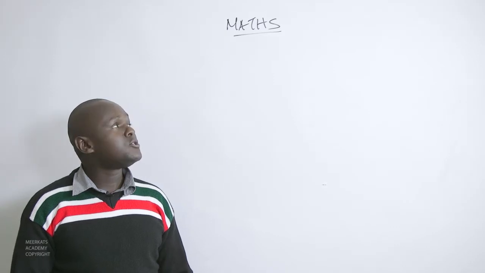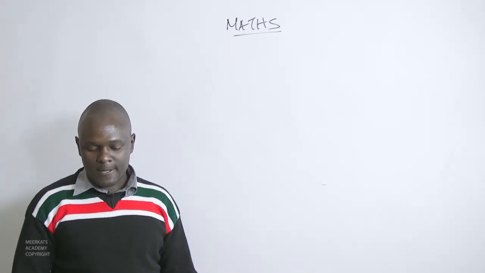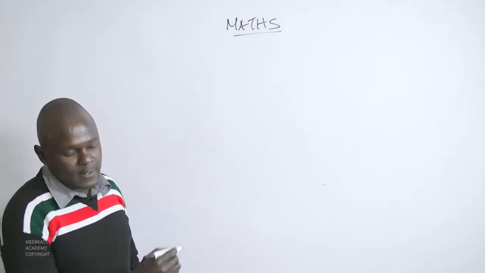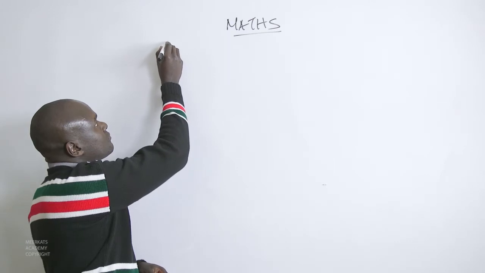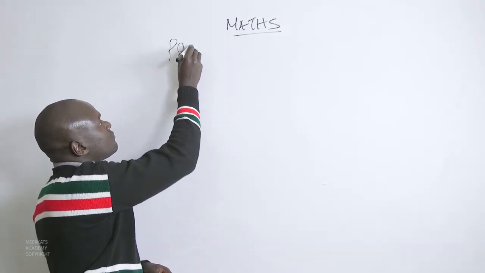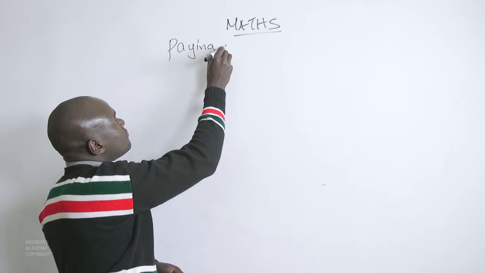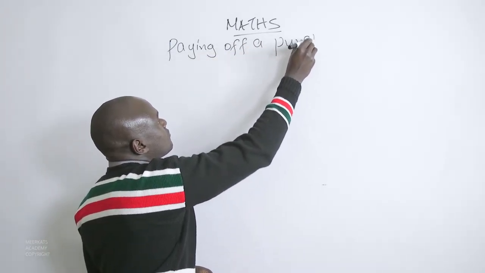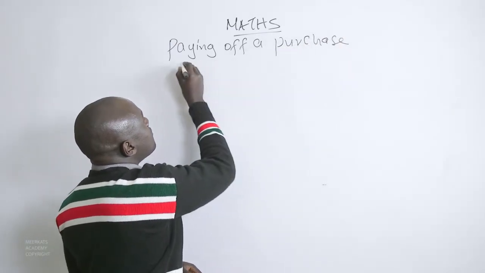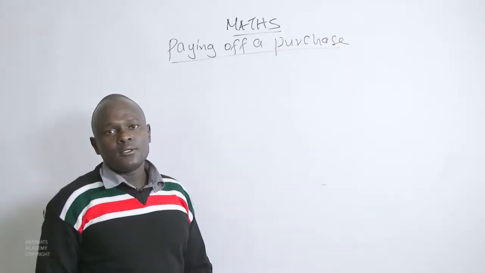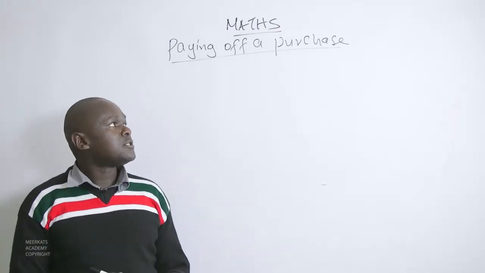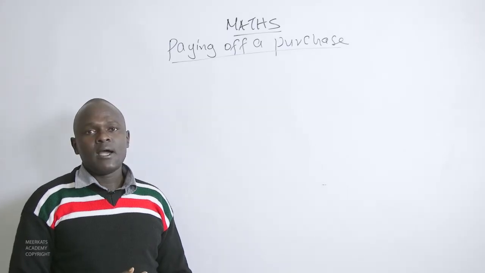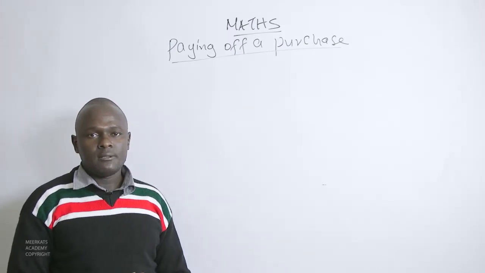As I had promised you, in this lesson we want to look at another subtopic in financial mathematics called paying off a purchase. Paying off a purchase simply means you have gone and acquired some items and you want to pay for the same items.